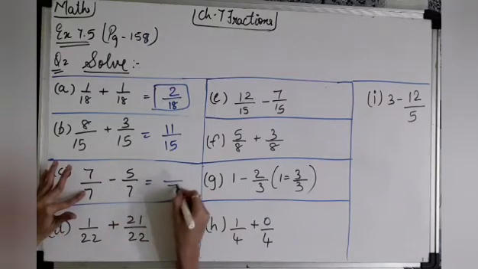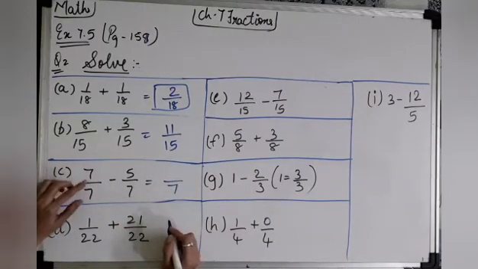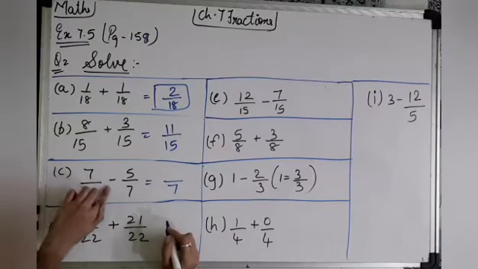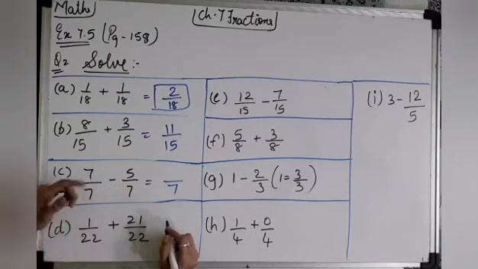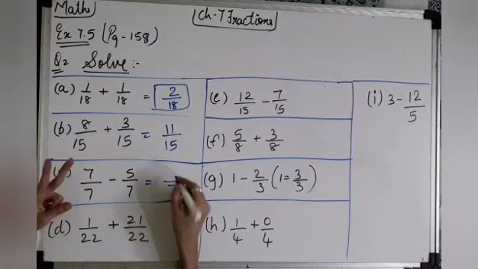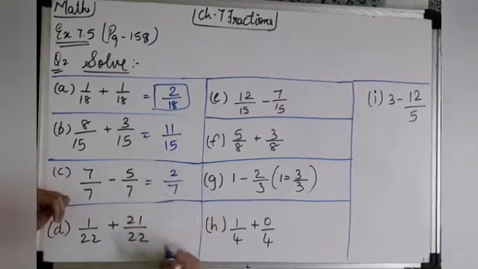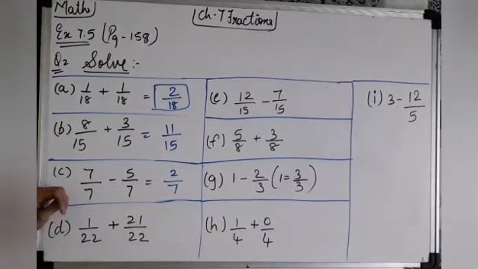Denominators are same, 7, 7, so I write the denominator 7. Then here they are telling 7 minus 5. 7 minus 5, so 6 and 7, 2. So 2 upon 7 is the answer.